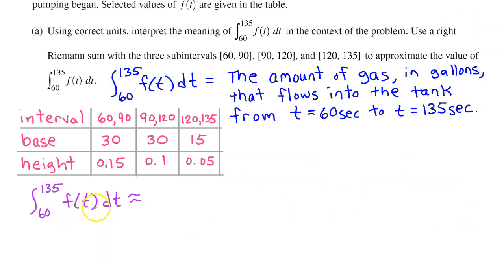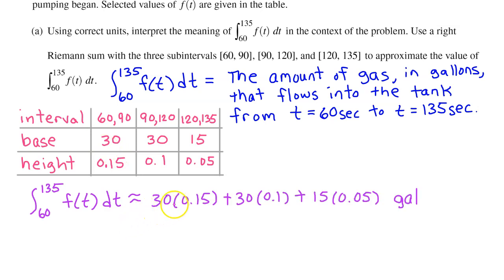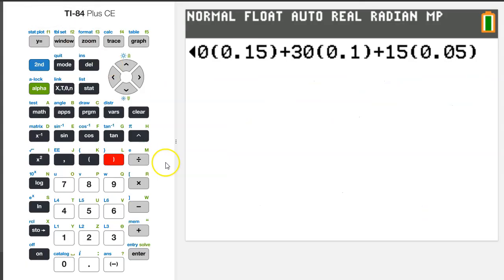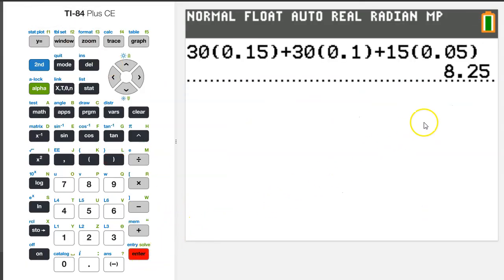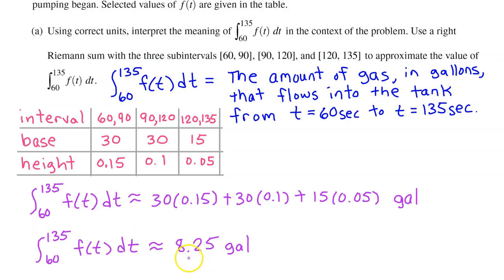So the value of this integral can be approximated by the sum of the areas of these three rectangles. So I'm just going to do base times height plus base times height plus base times height. And as long as you include your units, you can leave your answer just like this for full credit. However, if you're curious, that comes out to 8.25 gallons. So approximately 8.25 gallons of gas flowed into the tank between t equals 60 seconds and t equals 135 seconds. And that's it for Part A.